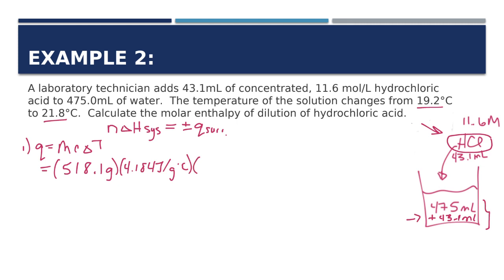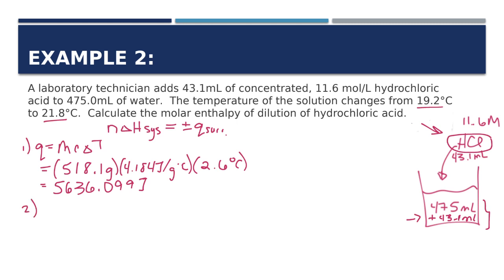And then we're going to calculate our delta T. So we have 21.8 as our final, and we subtract off 19.2 as our initial, and we get a delta T of 2.6 degrees C. So let's calculate the overall Q. And we get an overall heat value of 5636.099 joules of energy that is released into the surroundings, okay?